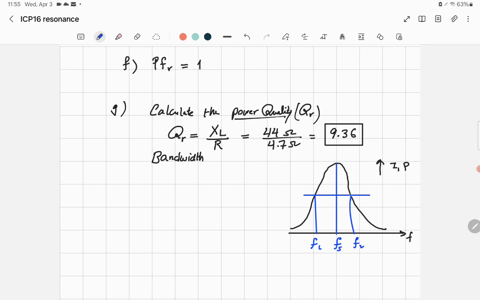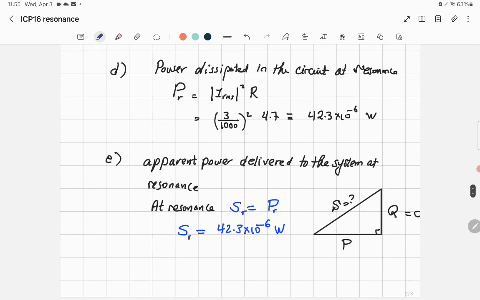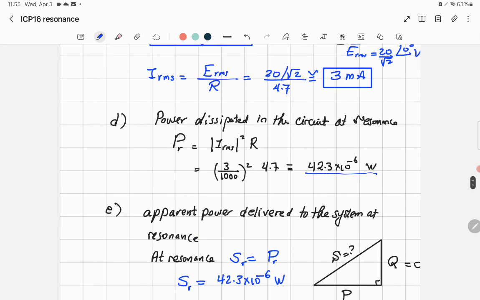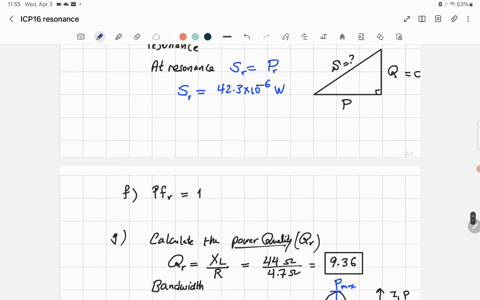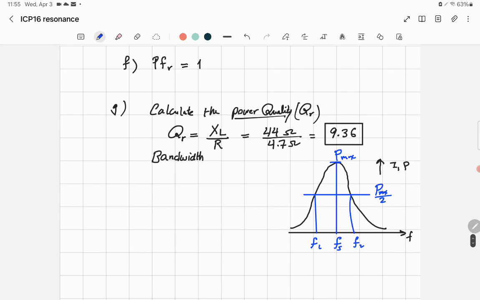At the cutoff frequency, we know that the power will be equal to half the maximum power, so it will be P max divided by 2. The maximum power at resonance that we calculated, just to remind you, is 42.3 times 10 negative 6, or 42.3 microwatt. So at the cutoff frequency it's equal to half, and the bandwidth will be the difference between F1 and F2. That's what we call the bandwidth, BW.